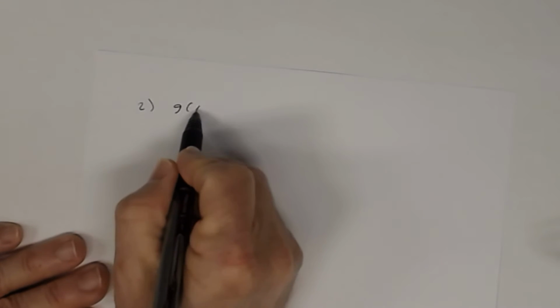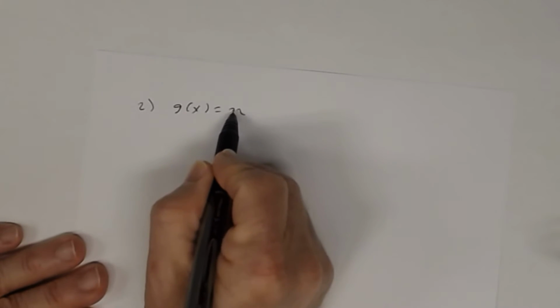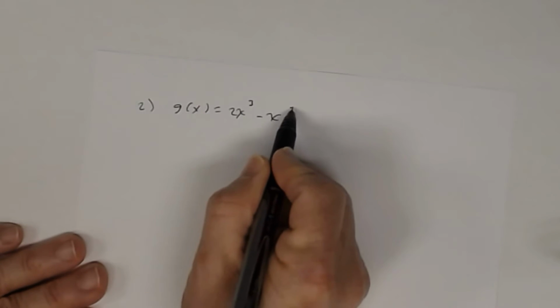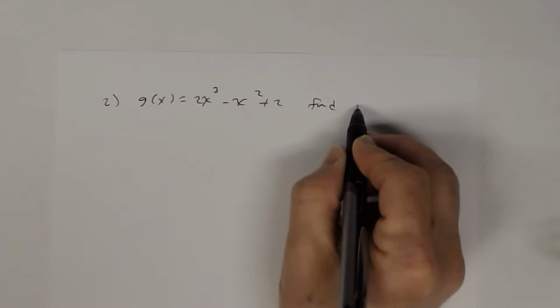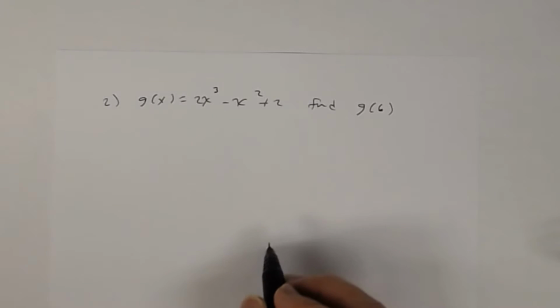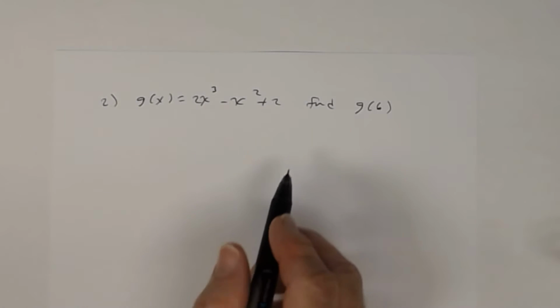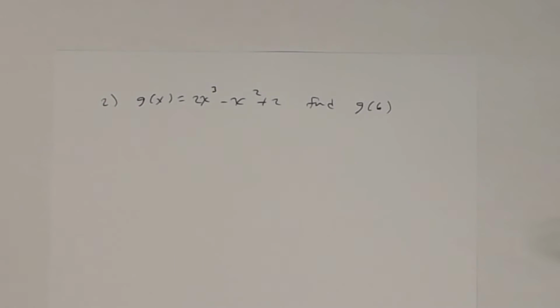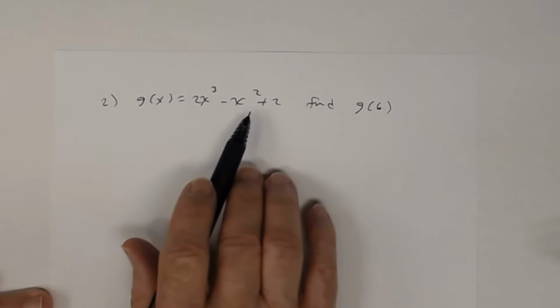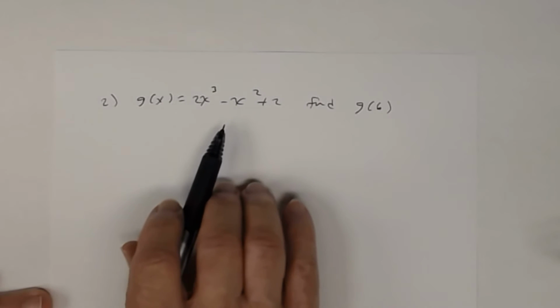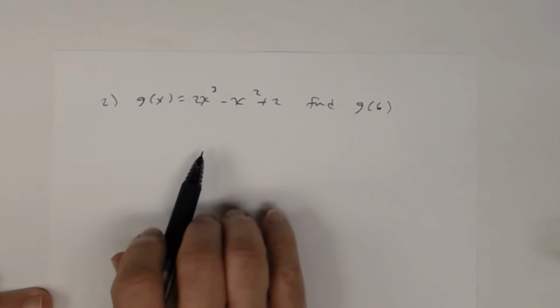Okay, so that was number 1. Now let's look at number 2. So number 2, you have g of x is equal to 2x cubed minus x squared plus 2. And you want to find g of 6. So remember, again, I can use synthetic division here because according to the remainder theorem, finding g of 6 is the same thing as the remainder when you divide this by x minus 6.